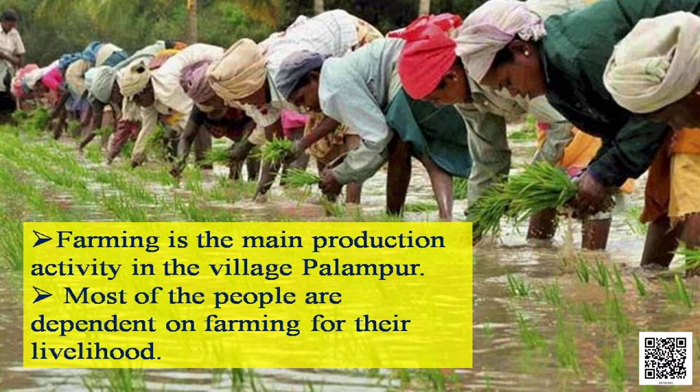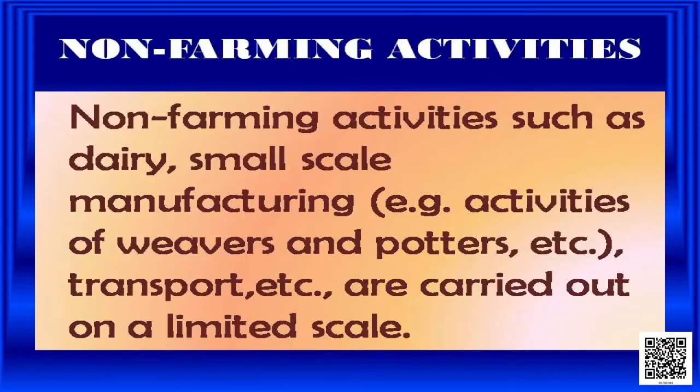Let us see what other activities are there, whether it is there or not. So here see, some non-farming activities are also there. Always remember, our Indian villages always have a supplement income along with their farming activity, that is their main activity. So here also we are finding many non-farming activities such as dairy farming, small scale manufacturing, that is the activities of the weavers and potters.